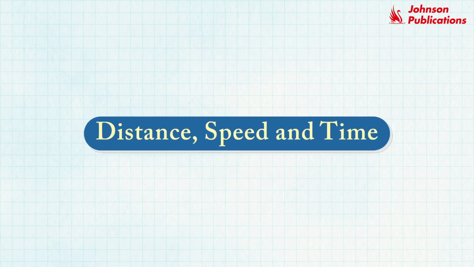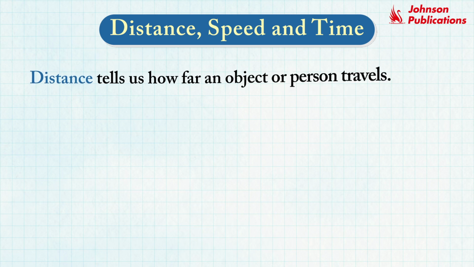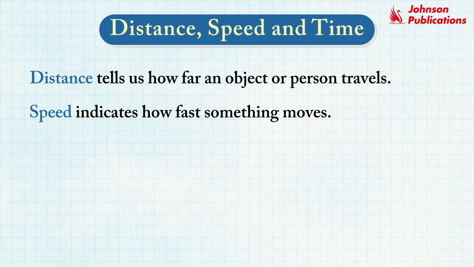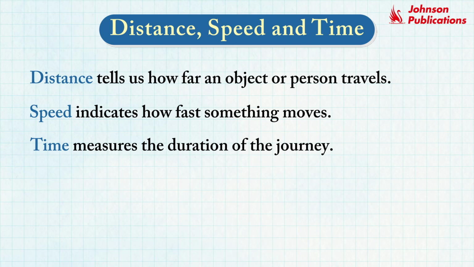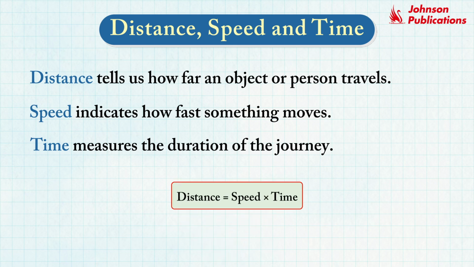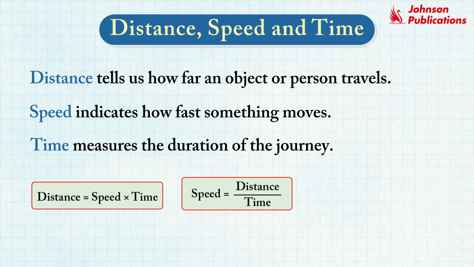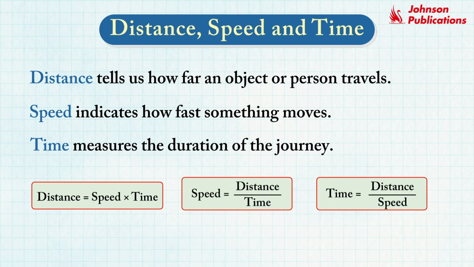Distance, speed and time. Distance tells us how far an object or person travels. Speed indicates how fast something moves. Time measures the duration of the journey. These are the relations between speed, distance and time. Distance is equal to speed into time. Speed is equal to distance upon time. Time is equal to distance upon speed.